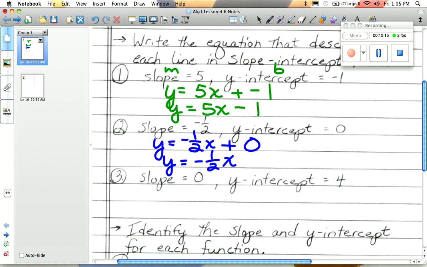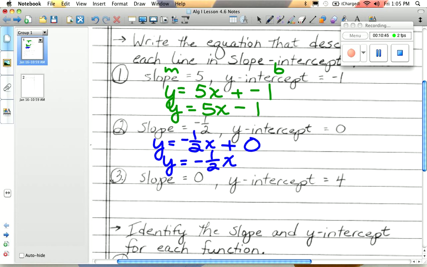Y equals -1/2 x. Tell me something about that one. Kenzie, what's one? It goes through the origin, because this one is a direct variation. Tell me something else. It's negative. What does negative mean? It's got a negative slope, which means it better be going down from left to right.